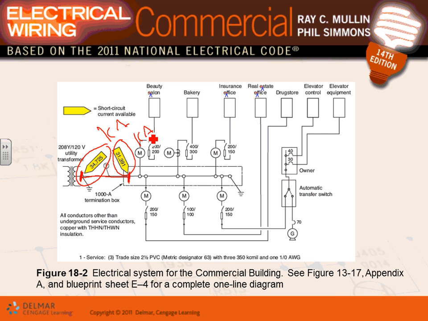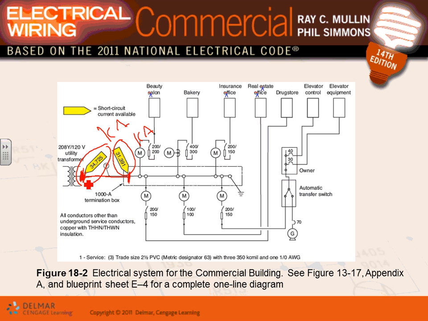So the worst scenario for the short circuit, guys, will be at the terminals of the transformer. The further downstream you go, the lower the short circuit will be, and that's because the impedance of the conductor, the resistance of the conductor, will choke the current. So the worst scenario will be right at the terminals of the transformer.